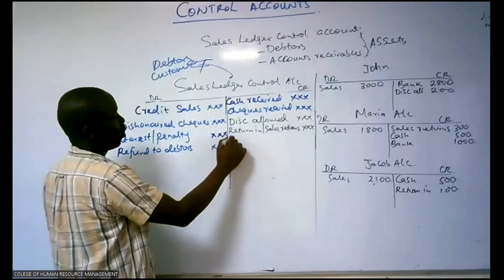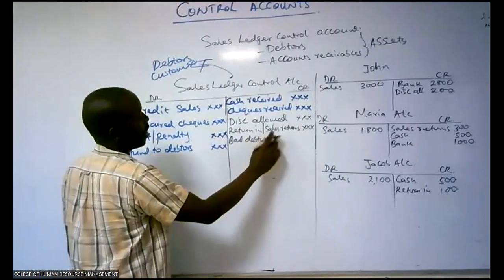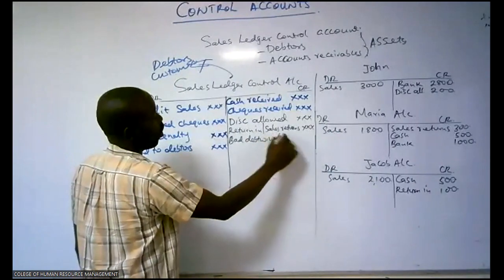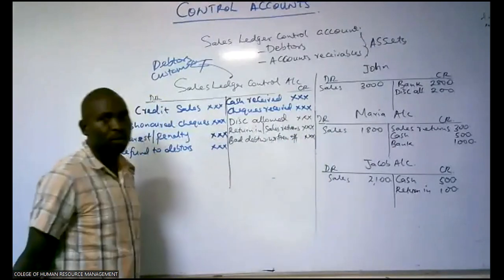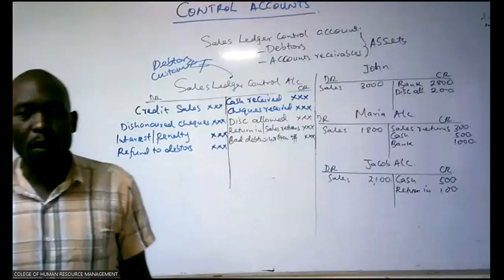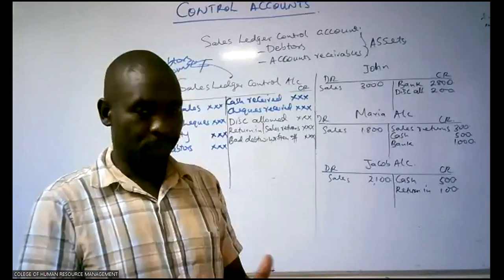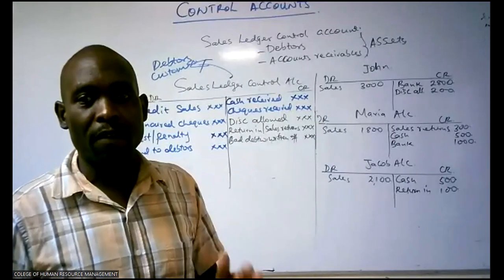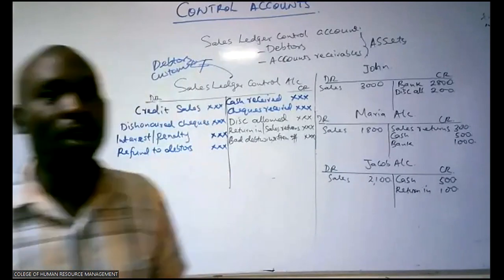And then we have also what we call the bad debts. And this one must be bad debts written off. The bad debts written off are those debts the business has confirmed to be irrecoverable. What we have confirmed will not be recovered.